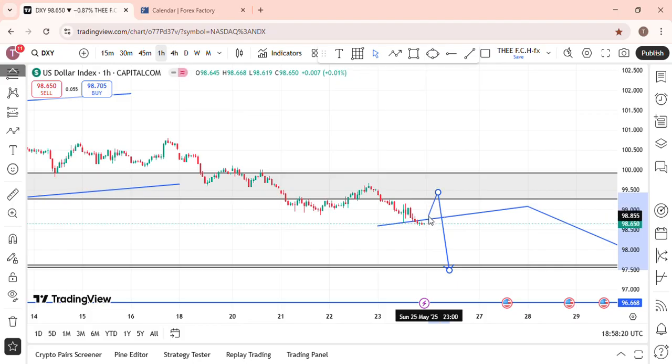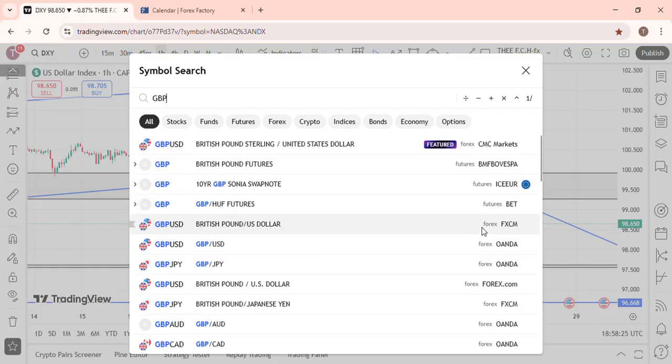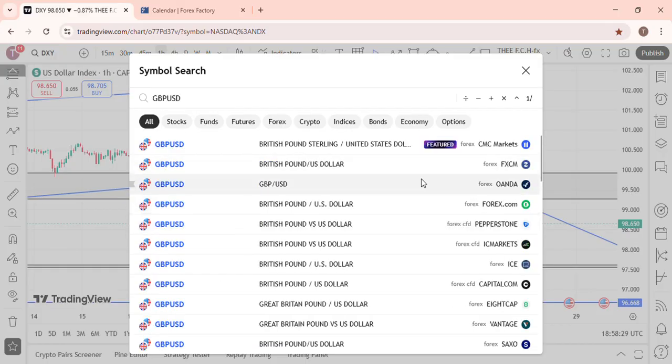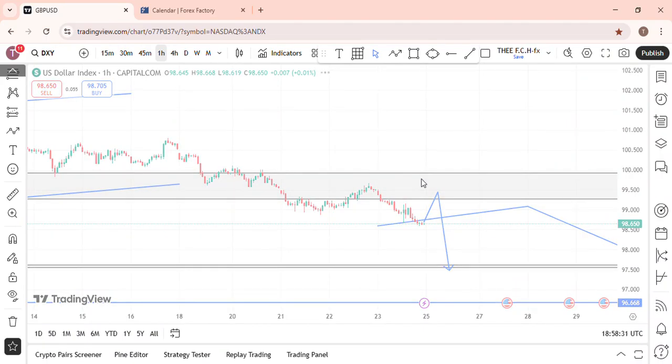So let's have a look at GBPUSD before we end with gold.